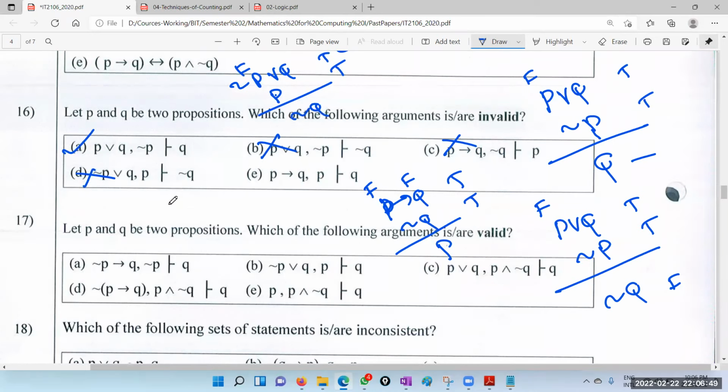Last one. P implies Q, P, therefore Q. So this is true, this is true. P is true. Therefore this is true. When this is true, for this to be true, Q must be true. Q must be true, otherwise this would not be true. So this is valid. Answer is A and E. 16 answer is A and E.